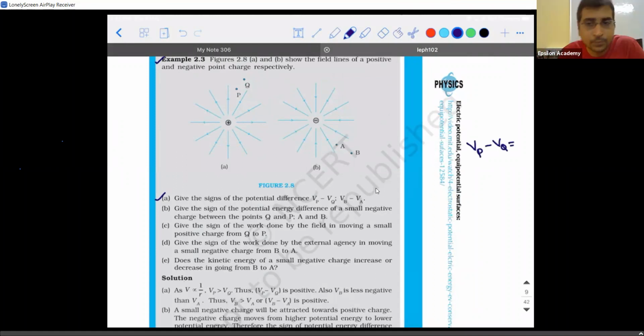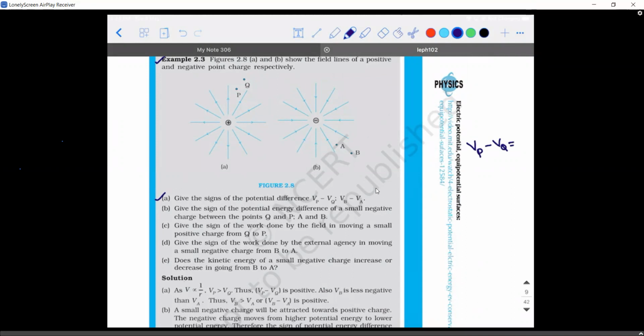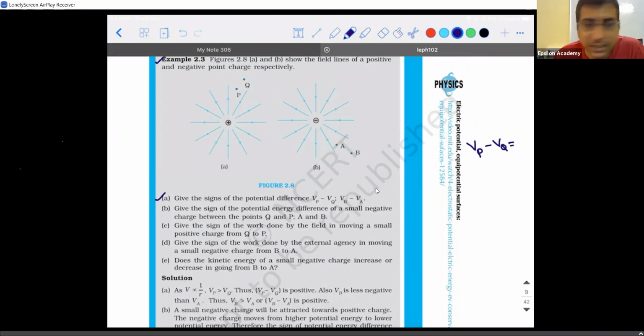They don't want the value. You guys tell me, from the concept we just saw. Positive. Electric field is always in the direction of decreasing potential. So when I say decreasing potential, this is the direction of electric field. So Vp is greater than Vq, this is positive.